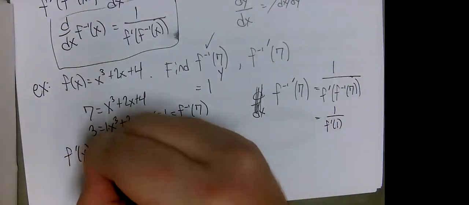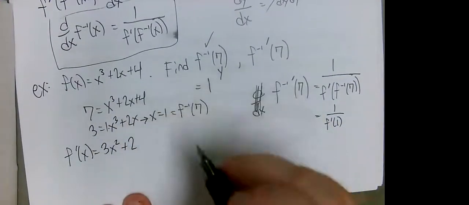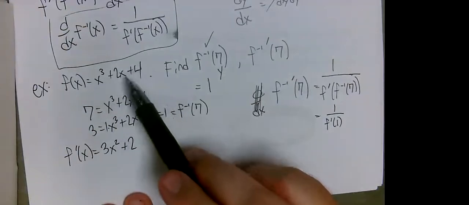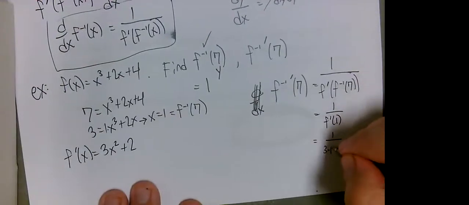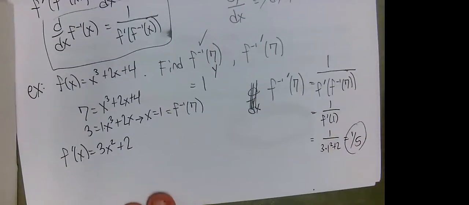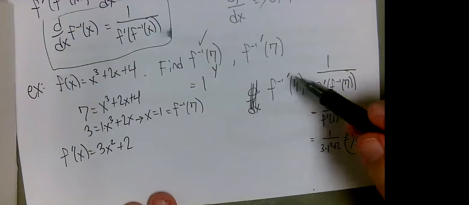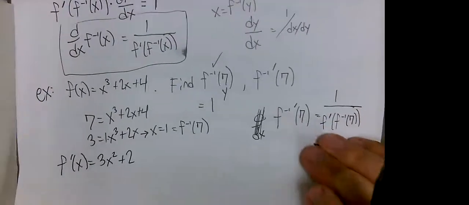So the derivative of my original function we can find by just using the power rule. We have 3x squared plus 2 when we use the power rule here. The derivative of that 4 will be 0. This is going to be 1 over 3 times 1 squared plus 2, or 1/5 right here. So if you ever want to know the derivative of the inverse somewhere, you simply take the reciprocal of the derivative at the matching point, not necessarily 7, so not the same point, but the one that f inverse sends 7 to. All right, so there's our first example.